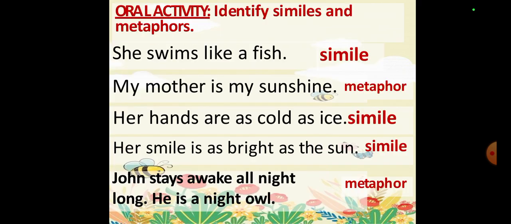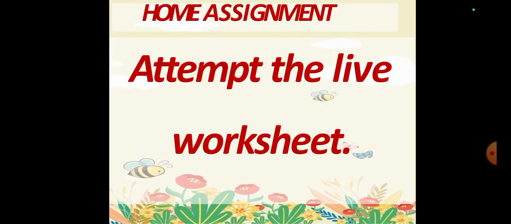So, oral activity: identify similes and metaphors. She swims like a fish. This is a simile. Why? Because here like has come. My mother is my sunshine is a metaphor because there is no use of as or like. Her hands are as close as the eyes. That's a simile because as is used. Her smile is as bright as the sun. It's a simile, as is used. John stays awake all night long. He is a night owl. It's a metaphor because as or like is not used over here.